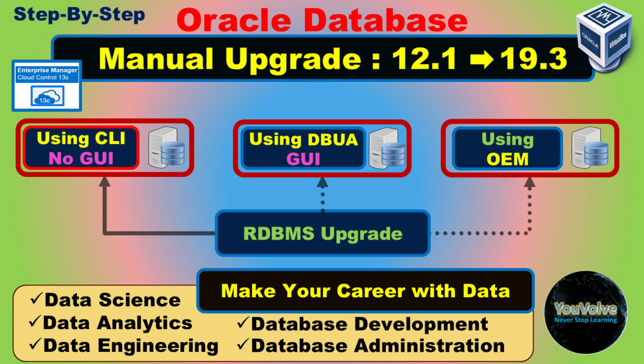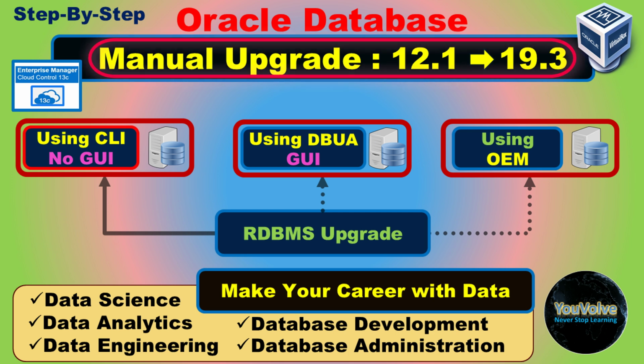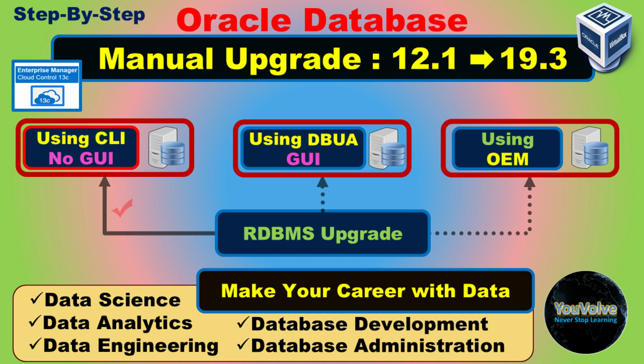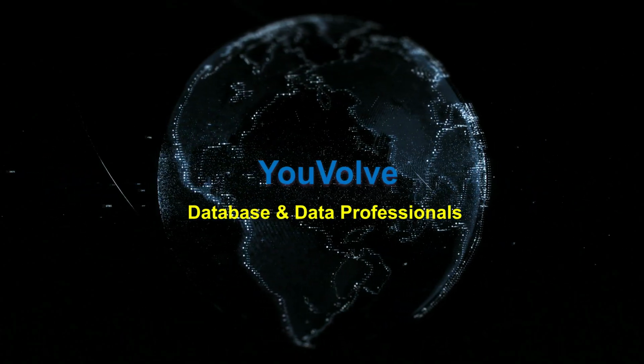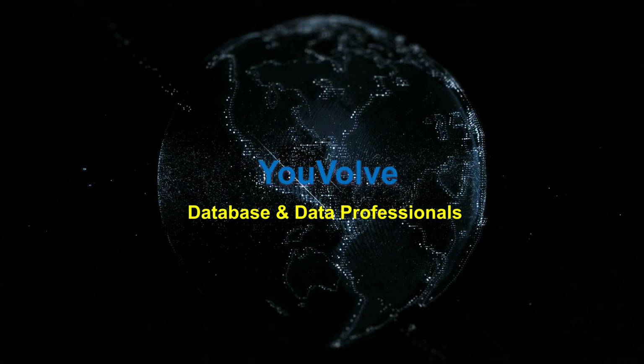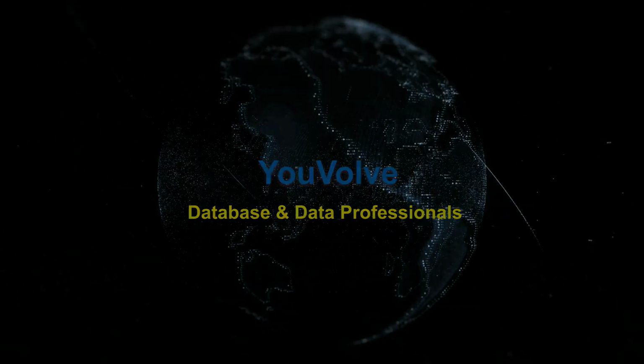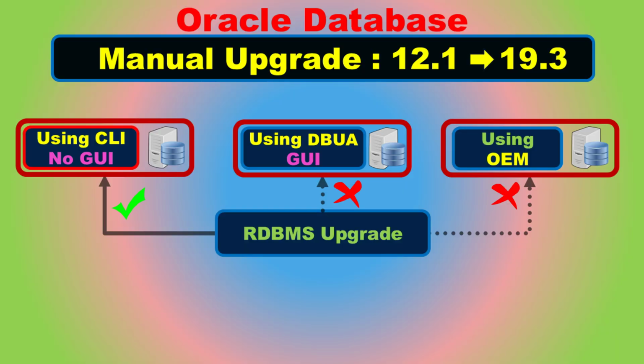In this tutorial, I am going to demonstrate how to upgrade a single instance Oracle database from release 12.1 to release 19.3 without using the graphical user interface or GUI. So viewers, this method is useful when you cannot access the graphical user interface of the Oracle Database Upgrade Assistant or DBUA due to unavailability of X Windows system, or cannot use other means like OEM, etc.